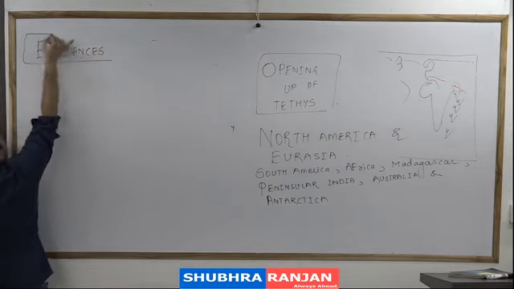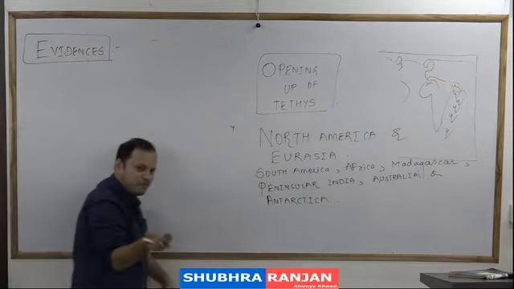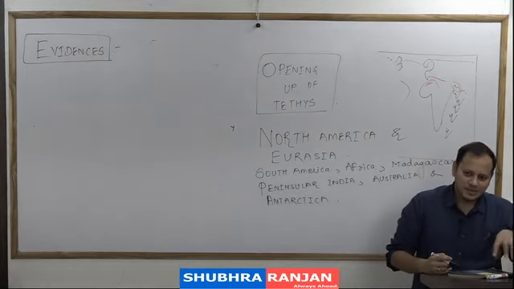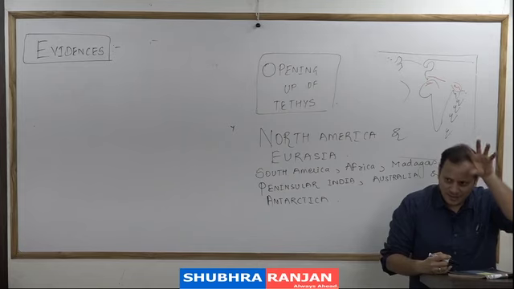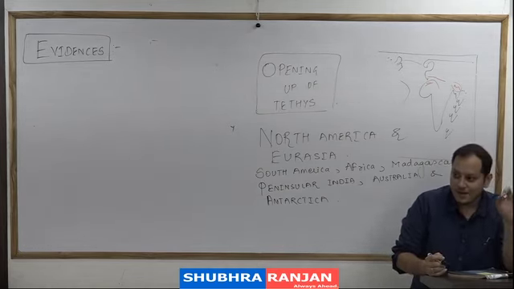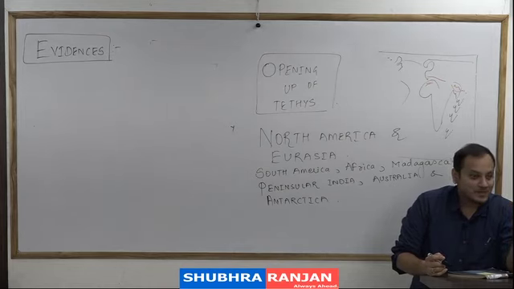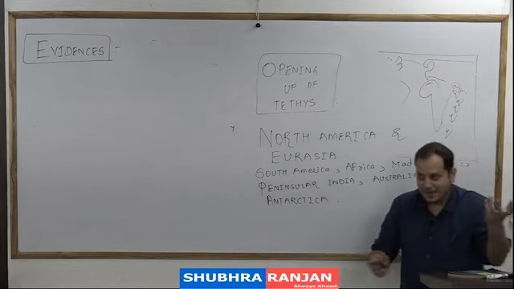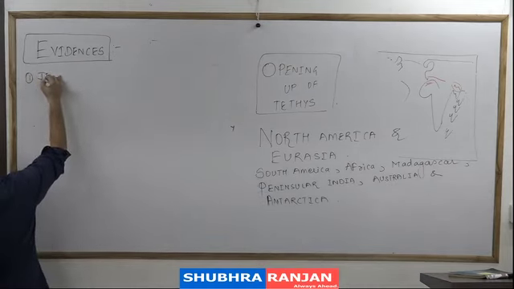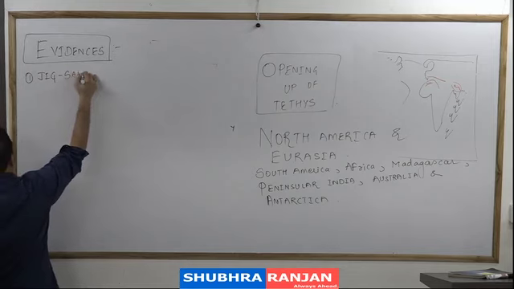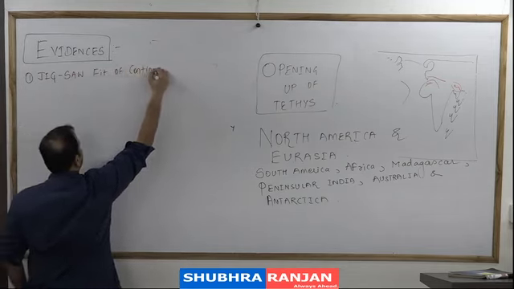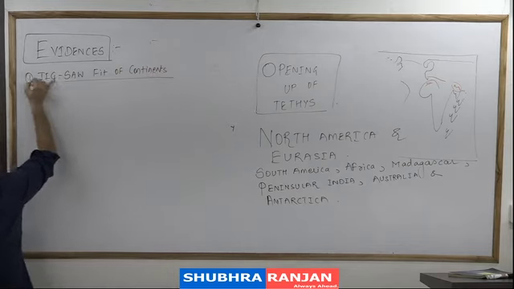evidences. Some evidences Wegener gave, and some evidences were found later. Over the period of time, we do not go into detail about which one Wegener gave and which was found later. We just take the evidences as they are. Now the biggest evidence of the continental drift theory is the shape of India. That is what is known as the jigsaw fit of the continents.